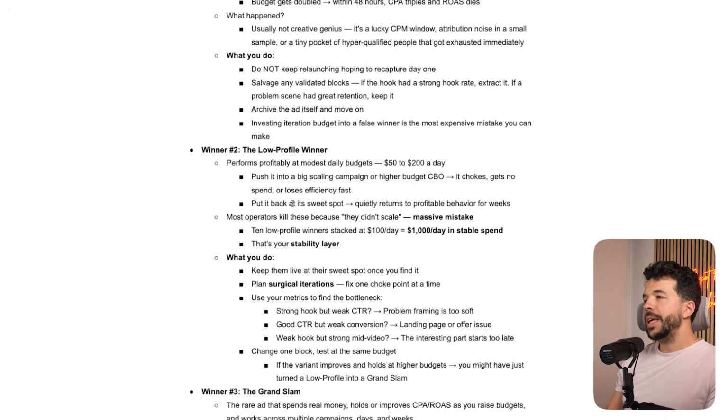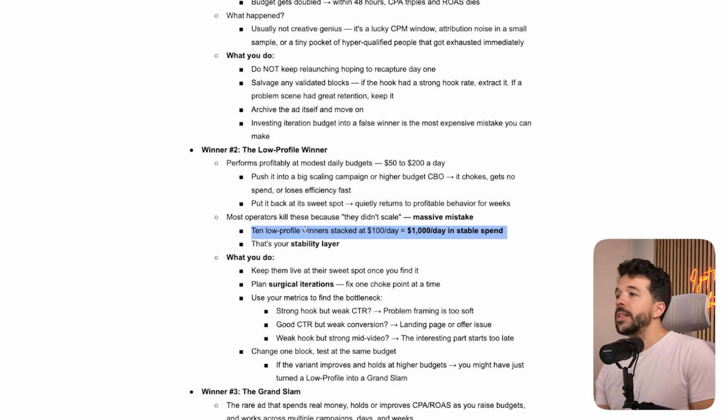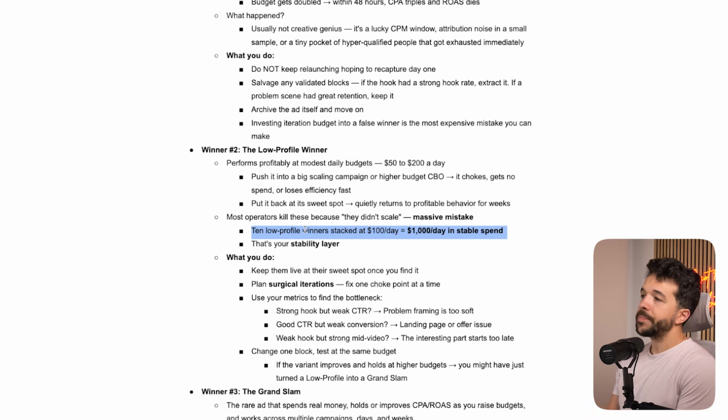But if you put it back at its sweet spot in the ABO campaign, in the testing campaign, it quietly returns to profitable behavior for weeks, and it just keeps bringing in sales. Now, what most operators do wrong is that since these ads didn't scale, they kill it. And that's a massive mistake, because 10 low profile winners stacked at even as low as $100 a day, it's still $1,000 a day in stable, profitable spend. And that adds some sort of a stability layer to your ad account.